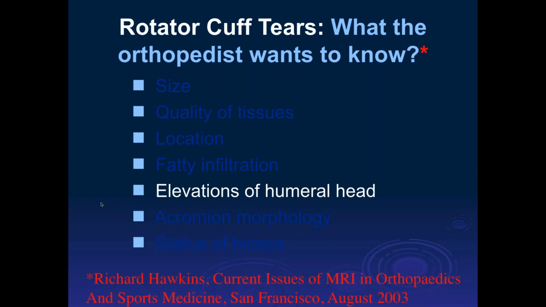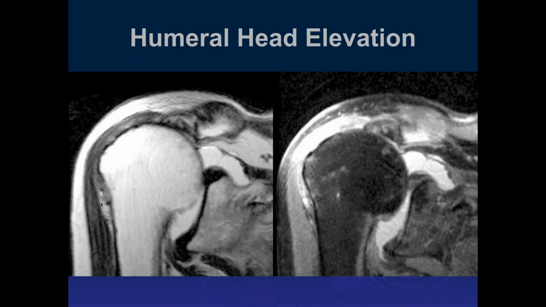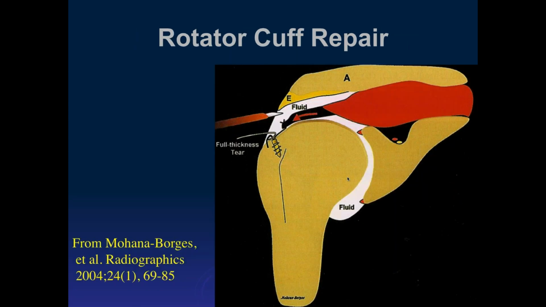Okay, so then we talked a little bit about elevation of the humeral head. Here's just another example where the humeral head is elevated, direct bone-on-bone articulation. These patients do not do well. So then we can talk about surgery.